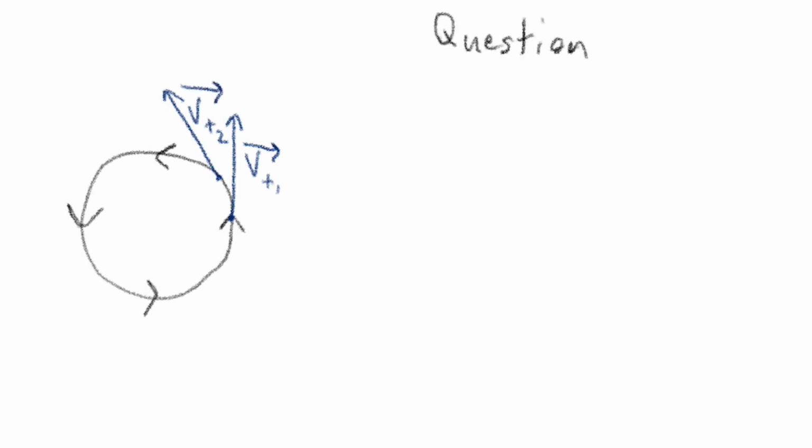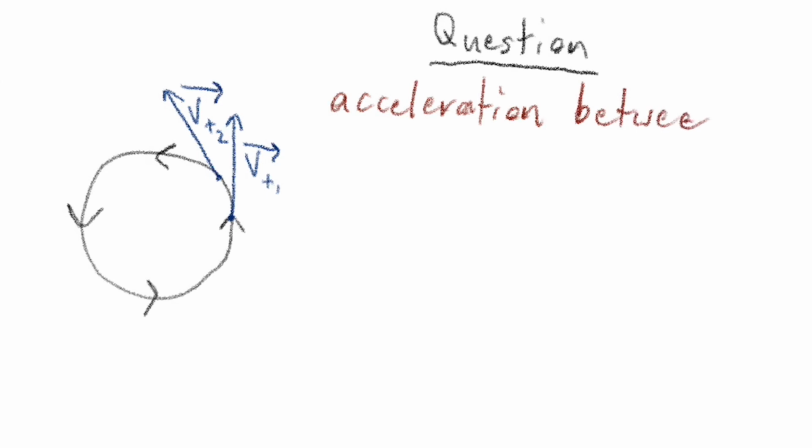Since the particle is moving with a constant velocity around in a circle, at time t1 the velocity vector might look like this, and at time t2 the velocity vector might look like this. So an important question to understand is, what is the acceleration of this particle as it moves around in a circle? So we eventually want to understand both the direction and magnitude of acceleration. In this video, we'll just focus on the direction.